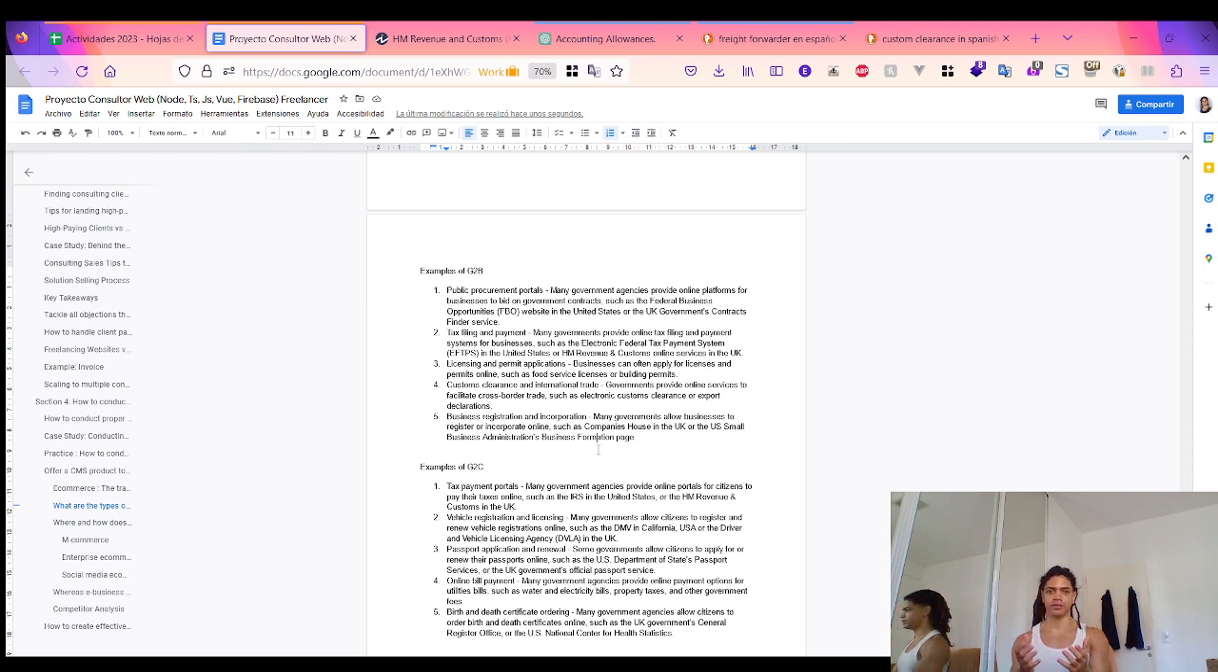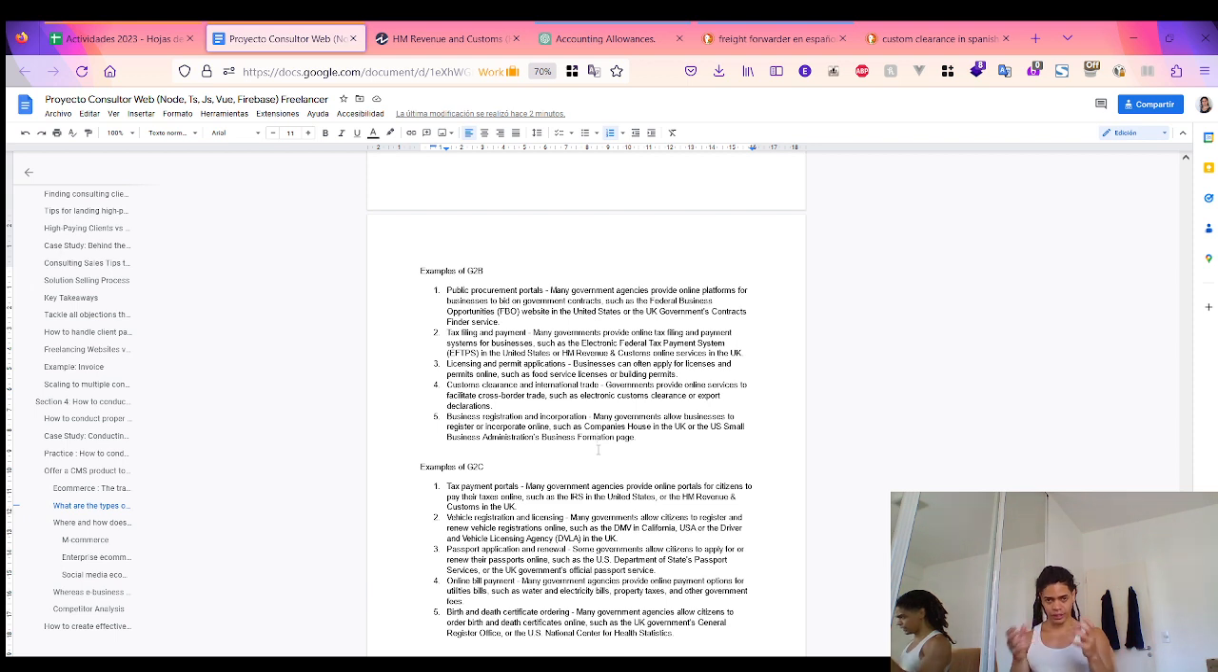The government to business example shows how this transaction happens, right? Because after all, what I'm doing here is a quick recap of the e-commerce way of transacting goods and services between the government and the business. So you have public procurement portals. Government agencies provide online platforms for businesses to bid on government contracts.